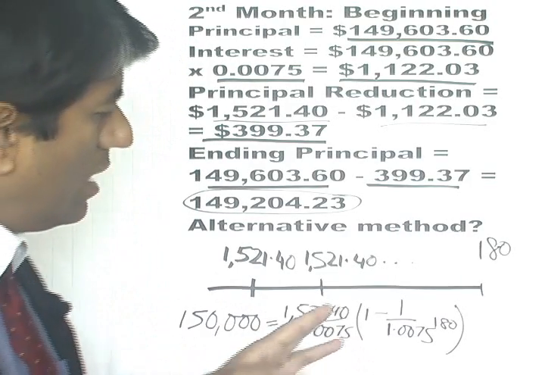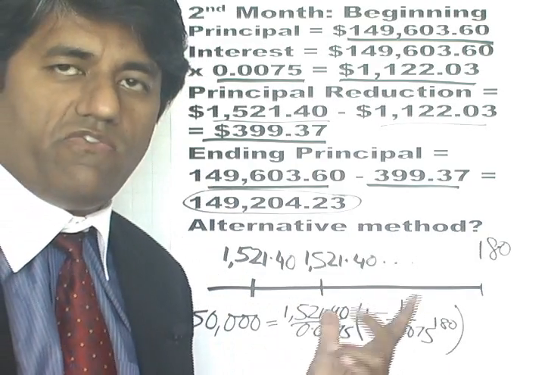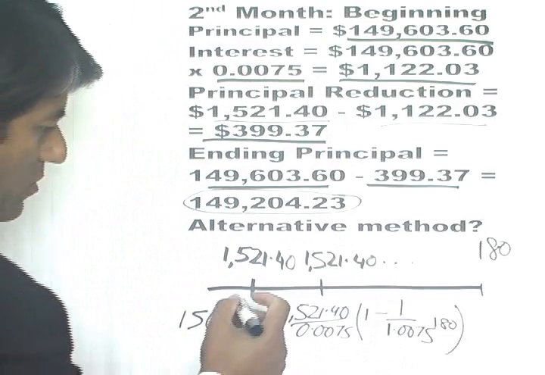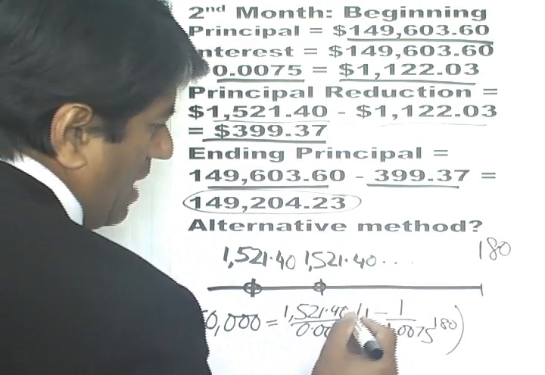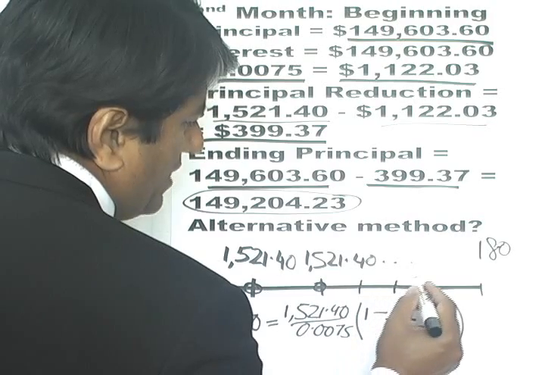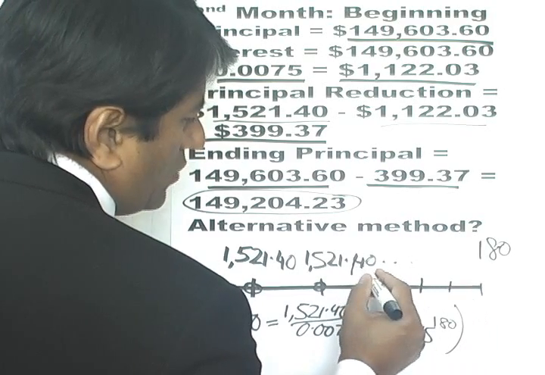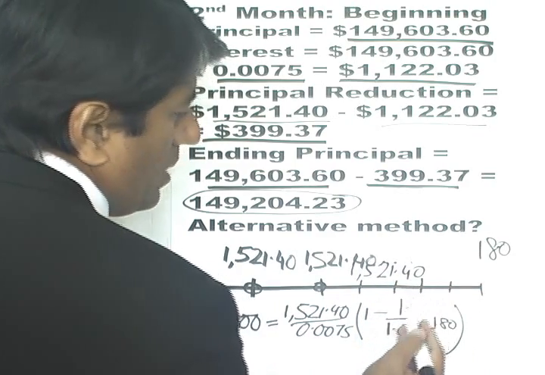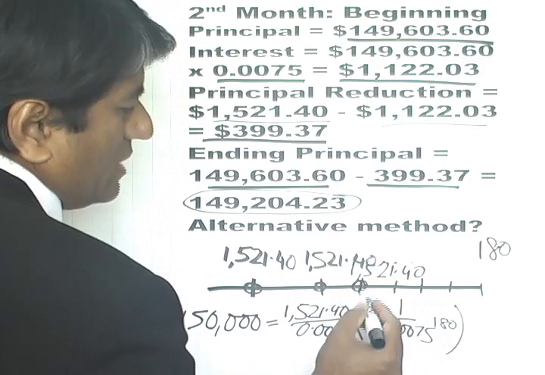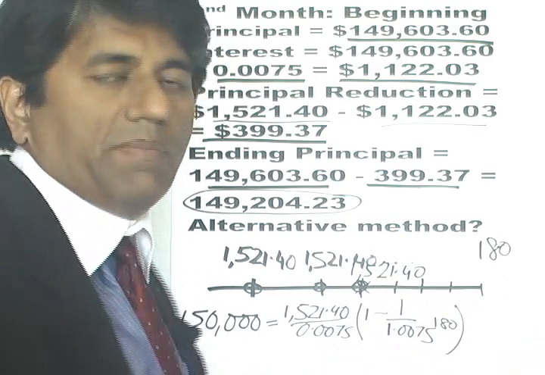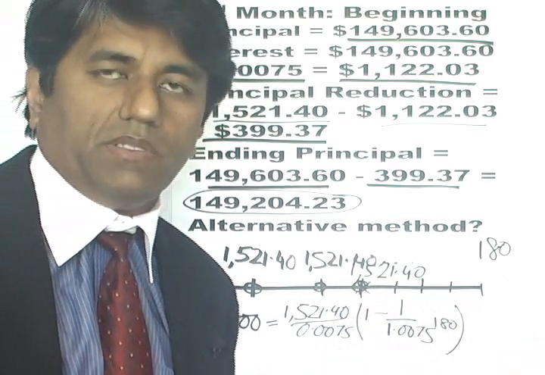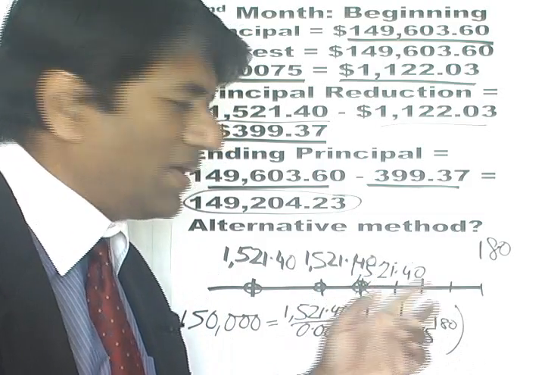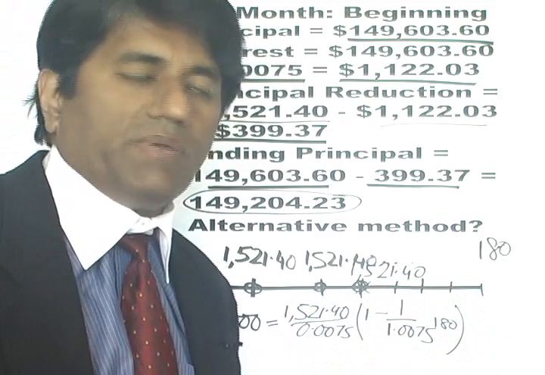Now, if I was to use a different method to find how much principal remains, I would say, okay, I've made this payment, I've made this payment. Now there are 178 payments left, also each of amount 1521.40. So what is the present value at this time of these 178 payments left? And that would be the outstanding principal. So these remaining 178 payments would pay off that outstanding principal.